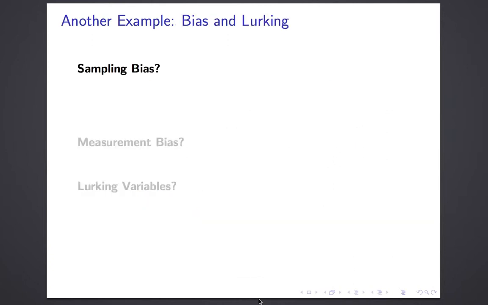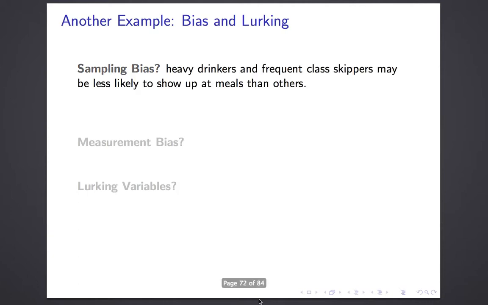I want to pause here, because it's a group project and you're all thinking about your group projects now. Among the things you have to do with your group project is identify sources of sampling bias, measurement bias, and lurking variables. Let's do that here. One's pretty straightforward. Sampling bias is that heavy drinkers and frequent class skippers might be less likely to show up at meals than other people. So you're leaving out the extremes of both variables in this case.